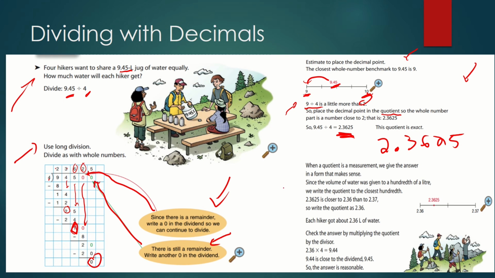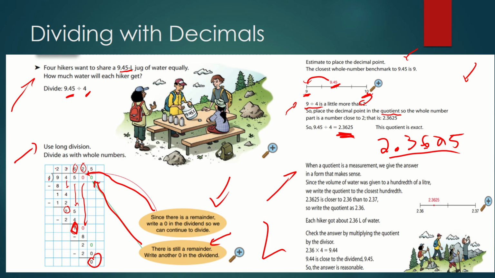The next part here says, when a quotient is a measurement, we give the answer in a form that makes sense. So 2.3625 doesn't make a lot of sense when we're looking for liters. It would be like if you said money and you had this number. You can't really give an exact amount of money for 2.3625, so you'd have to round. You'd have to estimate. Here, 2.36 is close to 35 cents, so you could say $2.35.